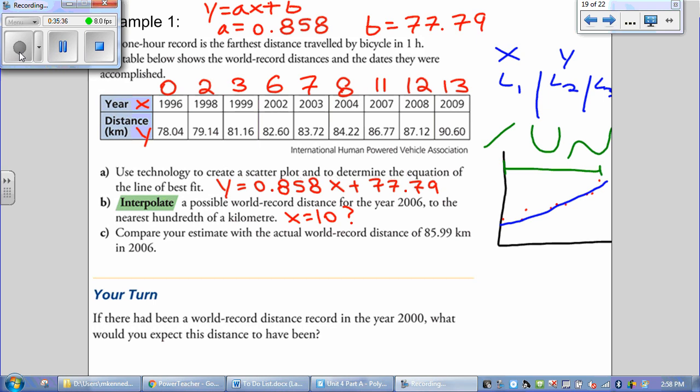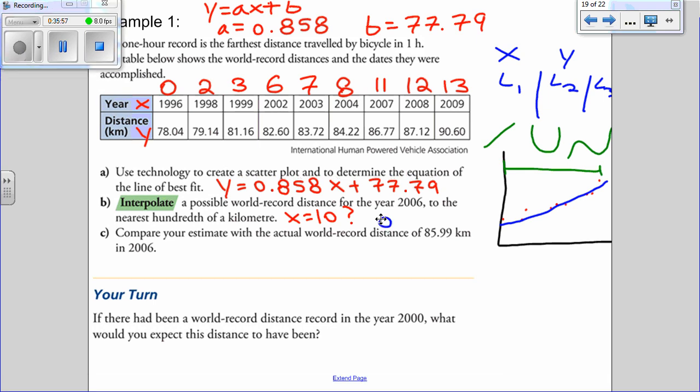When we did this, and we put x equal 10 in, what was our world record again? 86.37. Okay, look at the next question. Compare your estimate to the actual world record. We were pretty close. Like, we said 86.3, they were 85.9. That's pretty darn close. So that shows you that these regressions and these predictions are actually pretty decent most of the time. And like I said, in the business world, you get really good at this stuff.